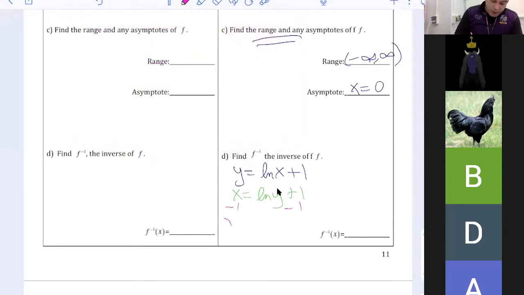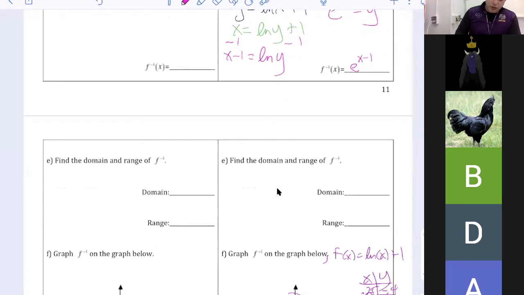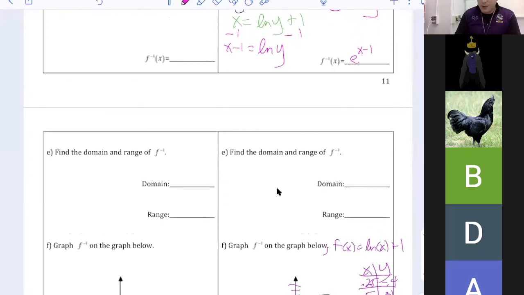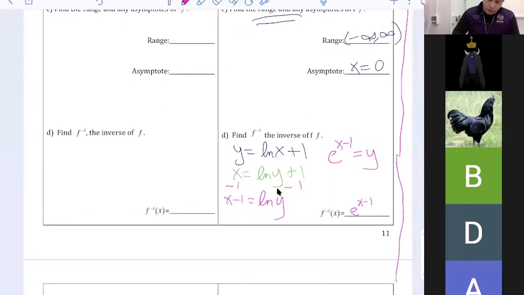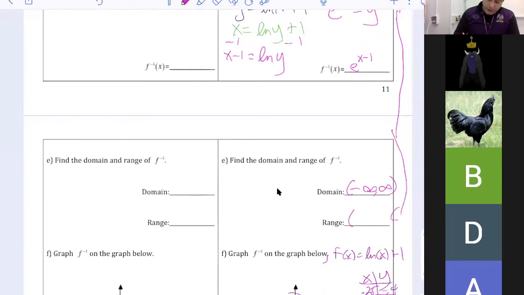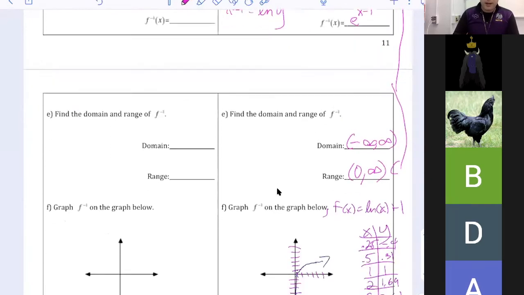Minus 1, minus 1. X minus 1 is equal to the natural log of y. Remember, natural log is base e. So I rewrite this as e to the x minus 1 is equal to y. And that's my inverse, e to the x minus 1. So now to answer these questions, my domain, remember, exponentials' domain is always all reals. And my range, well, it's just going to be the opposite. It's going to be the domain of this one, 0 to infinity.